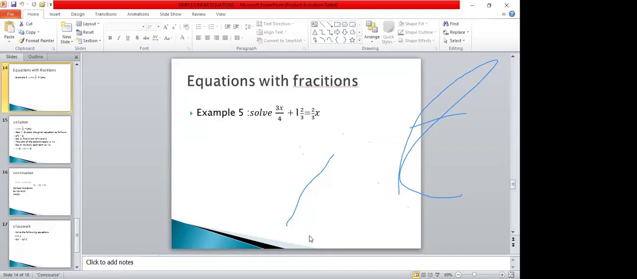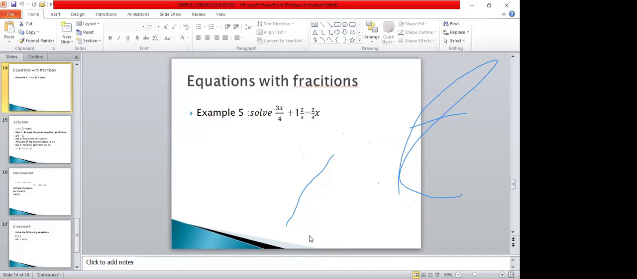Example 5. Solve 3x over 4 plus 1 whole number 2 over 3 equals 2 over 3x. Now, I've written it down. So when you look at it, what do you notice in this equation? Can you tell me, Aisha? What you notice is that it is made up of two types of fractions. We have a single fraction and a mixed number.